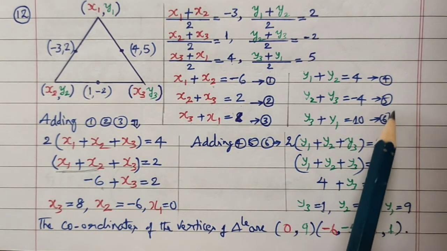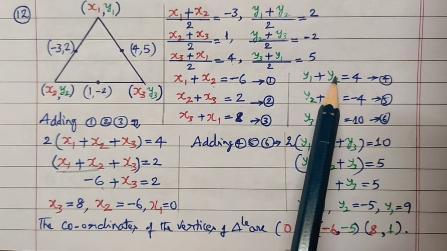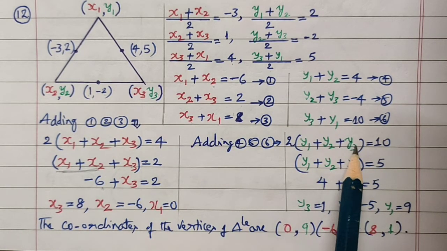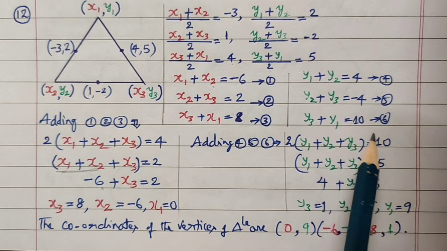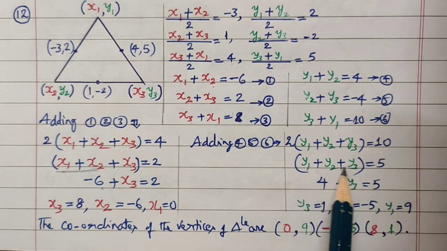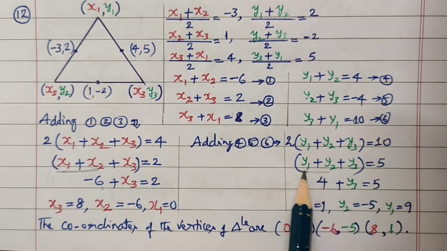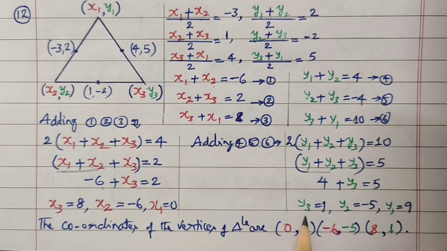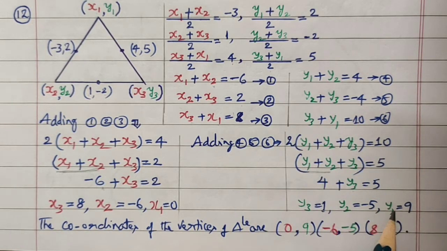Add 4, 5 and 6, or add all these three equations. Because we have two values of y1, y2 and y3, we can take 2 as common. y1 plus y2 plus y3 is equal to, when you add these three, this 4 and minus 4 get cancelled, then this is equal to 10. Therefore, y1 plus y2 plus y3 is equal to 10 by 2, that is 5. Then use the value of y1 plus y2, that is 4. Then y3 will become 5 minus 4, y3 is equal to 1. Then use this y3 here to get the value of y2, then find out y1.